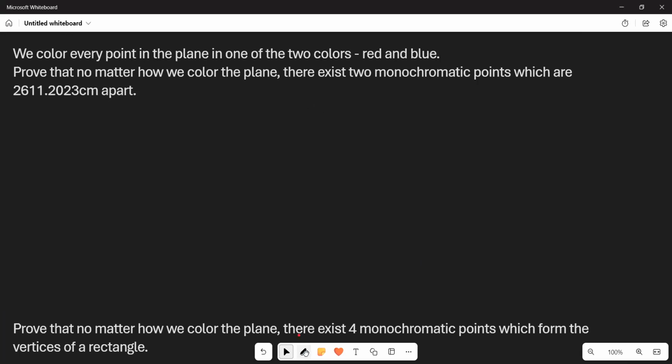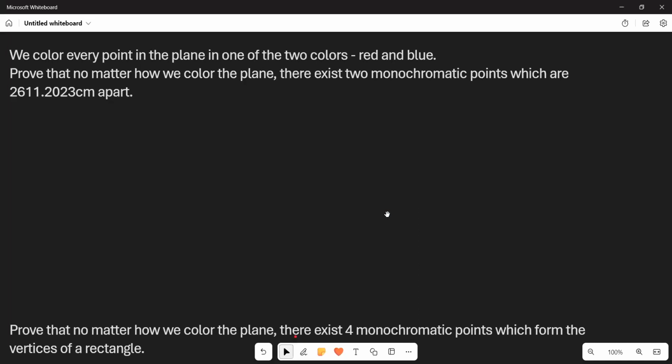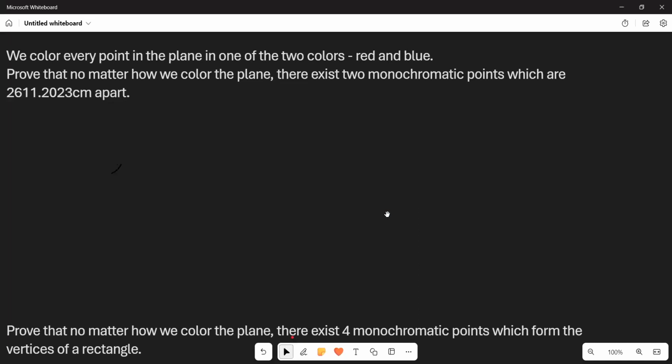How do we start? I think we should use the pigeonhole principle, but I'm not sure how. That's an interesting start.